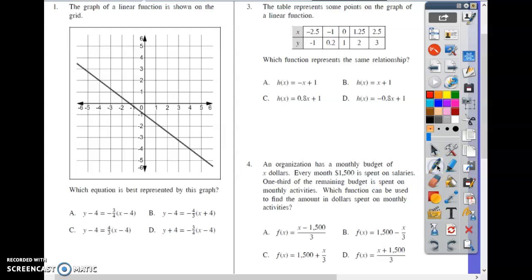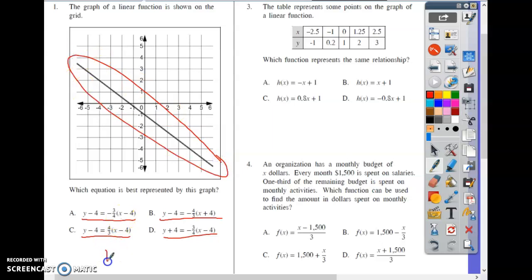Okay, guys, this is a review for the test for tomorrow. Most of these questions are super easy, like problem number 1, where you would put all the equations in Desmos and see which one matches this graph, right? So you're going to type these in Desmos and see which one matches.